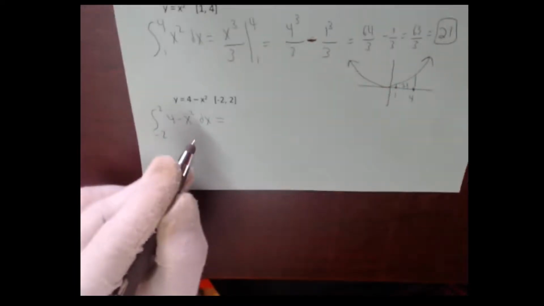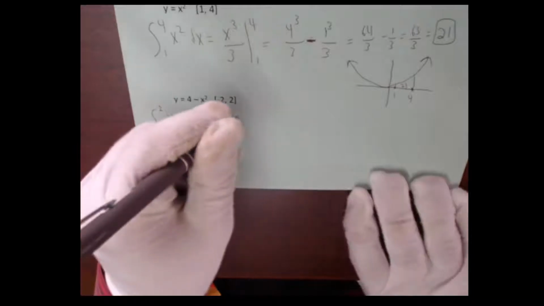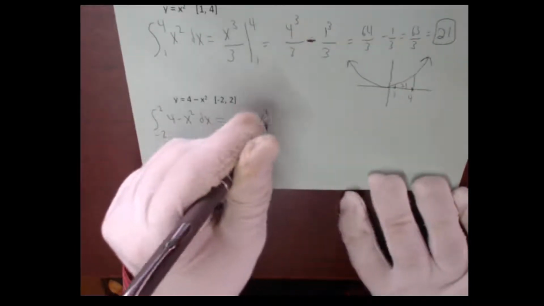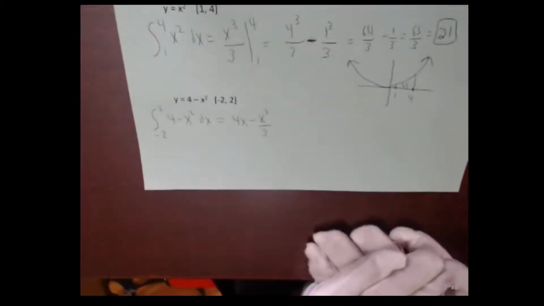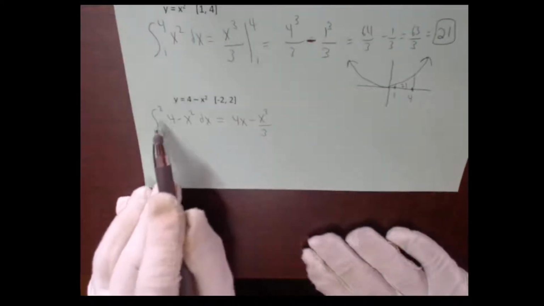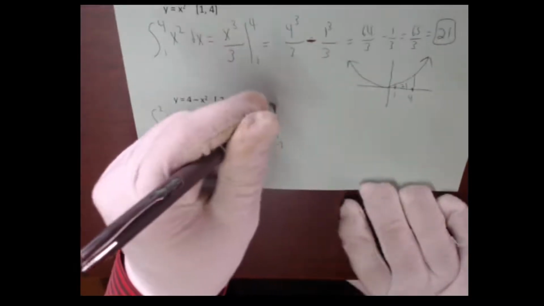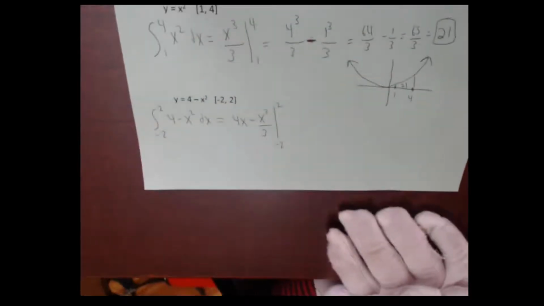both of them independently. So the integral of 4 is 4x, and the integral of x squared is x cubed over 3. So double check that, take the derivative of both of these, and see if you get 4 minus x squared. We're then going to evaluate that from -2 to 2.